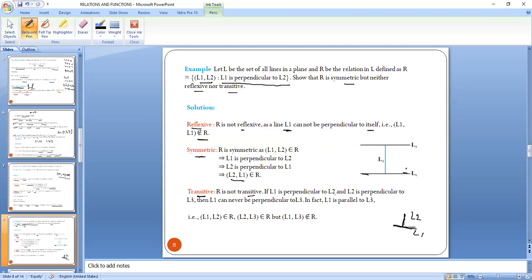If L1 is perpendicular to L2 and L2 is perpendicular to L3, then L1 can never be perpendicular to L3. In fact, L1 is parallel to L3. Mathematically, L1 comma L2 belongs to R, L2 comma L3 belongs to R, but L1 comma L3 does not belong to R. This we had to show: R is symmetric, but it is neither reflexive nor transitive. Thus, it is not an equivalence relation. This way we will be showing whether a relation is an equivalence or not.